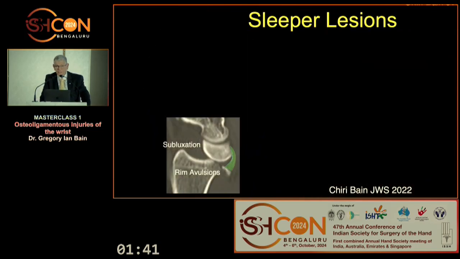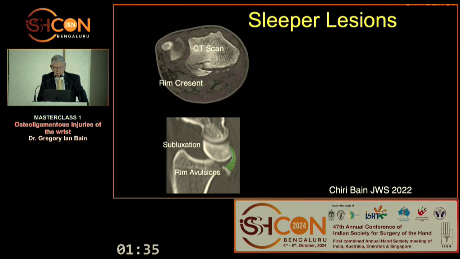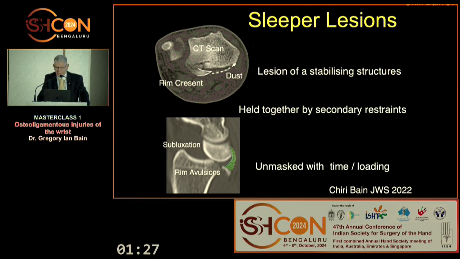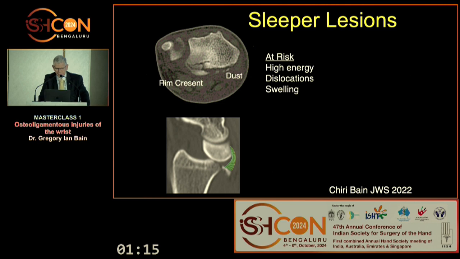So we call these sleeper lesions, the ones that are sort of fine and a bit difficult to see, and it can be associated with this subluxation, what I call a rim crescent fracture, and there may be some small areas of dust on the volar aspect. And these cases typically occur where there's a lesion to the stabilising structures. The wrist is still held together by the secondary restraints, but it's unmasked with mobilisation and time. You get a better image of that rim crescent lesion at the top.